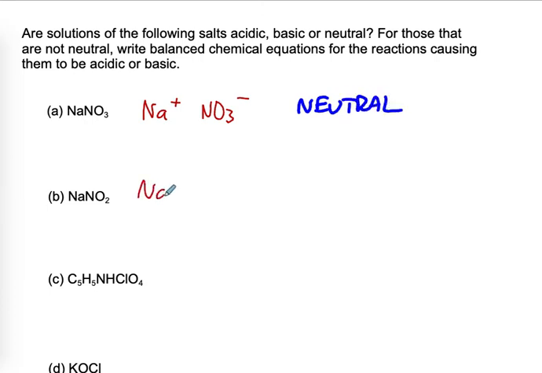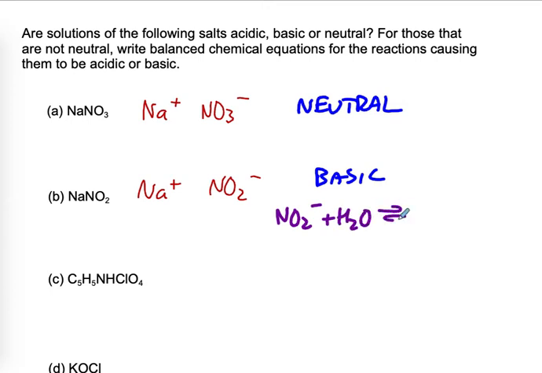Sodium nitrite consists of a sodium cation and the nitrite anion. Nitrite is the conjugate base of nitrous acid, a weak acid. Therefore, nitrite is a stronger base than water. Therefore, this will be a basic solution. And the equation will be NO2 minus plus water ionizing to form HNO2 plus hydroxide.